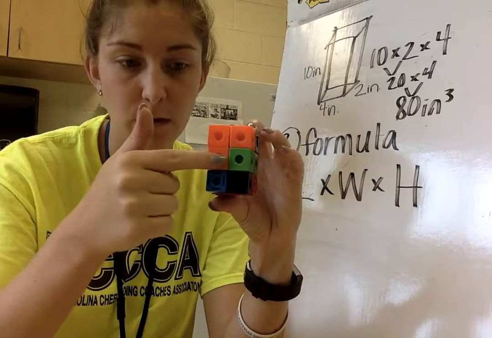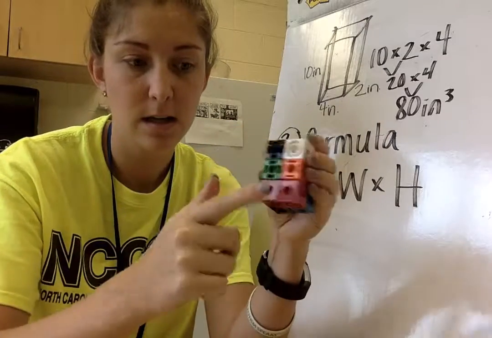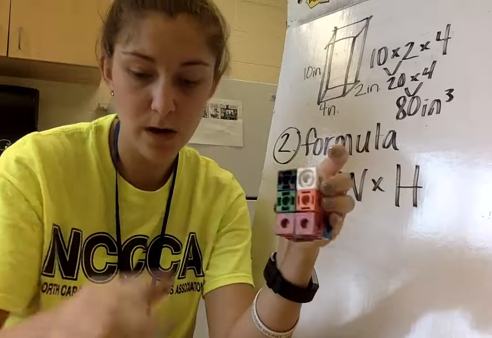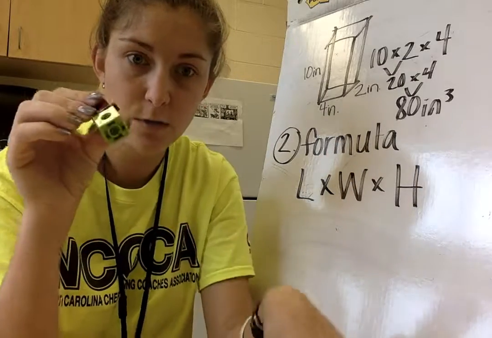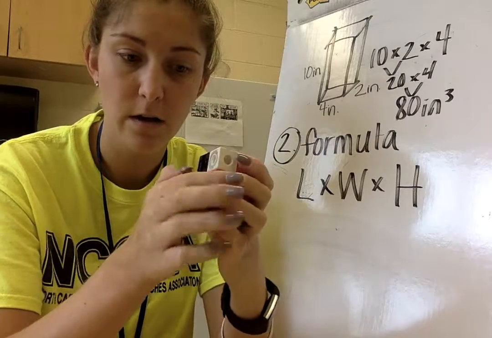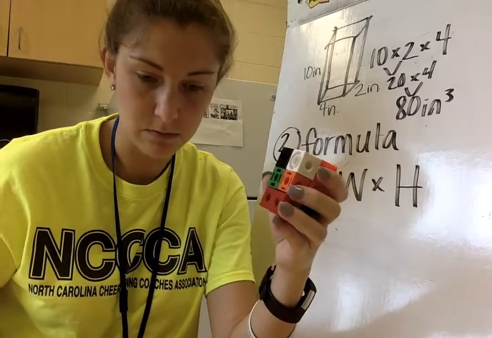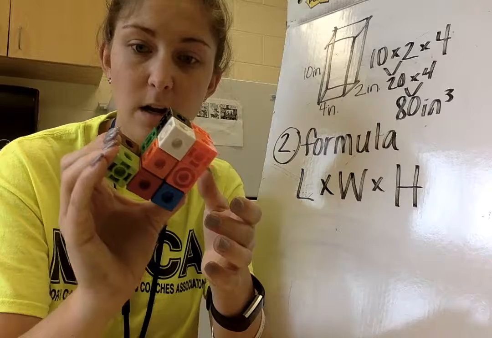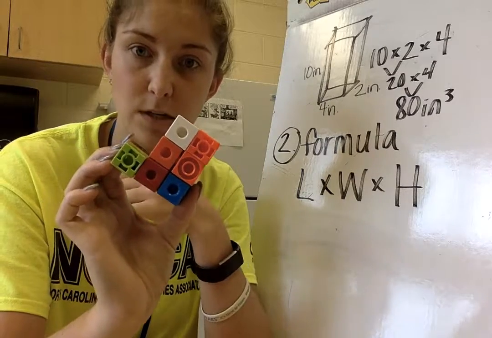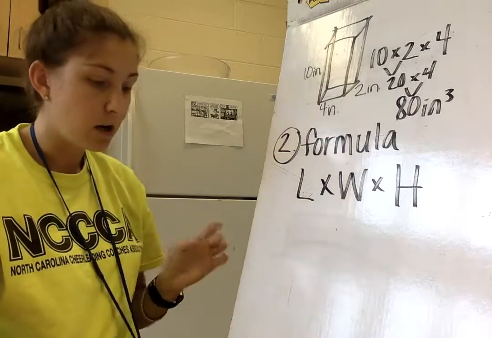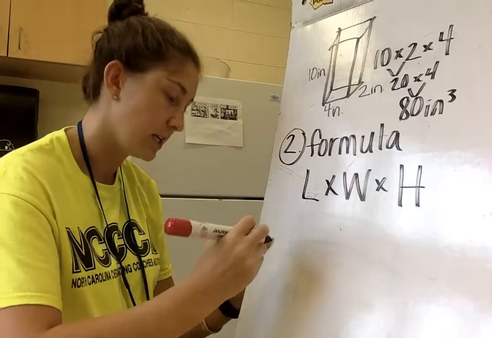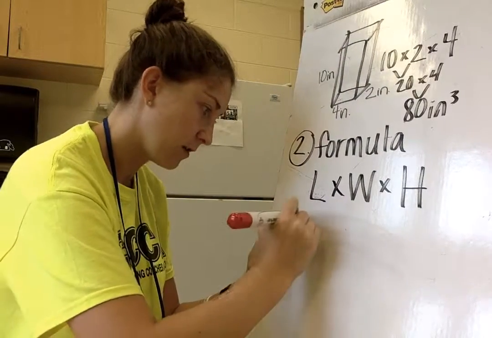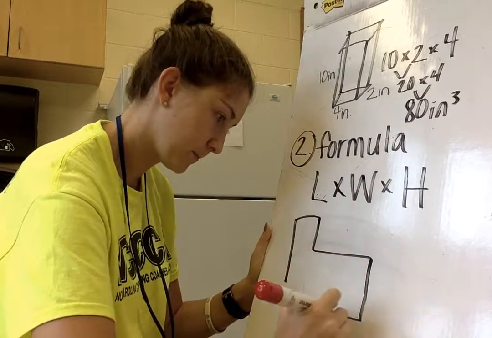So 1, 2, 3, 4, 5, 6, 7, 8, 9, 10, 11, 12. Then 1, 2: 12 plus 2 is 14. That means that the volume of this figure right here is 14 cubic inches. I can also draw figures that look like this to find the volume of as well.